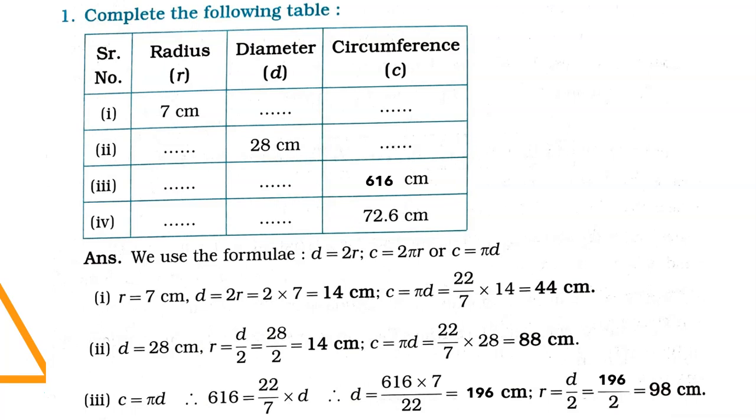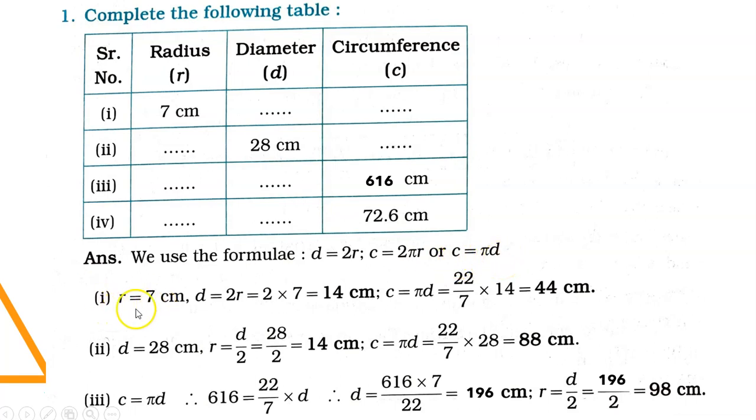Question 1. Complete the following table. Sub-question 1. The radius is given to us as 7 centimeters and we are supposed to find diameter and circumference. My dear students, these are a few formulae which we are going to use in this particular sub-question. Diameter is equal to 2r, circumference is equal to 2 pi r, or circumference is equal to pi d.